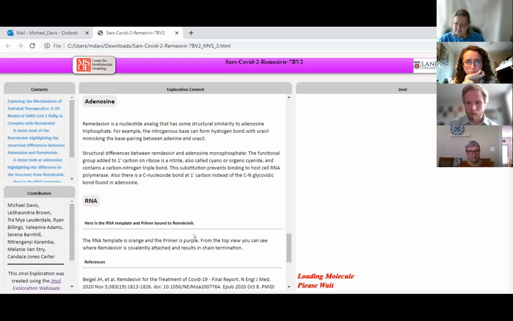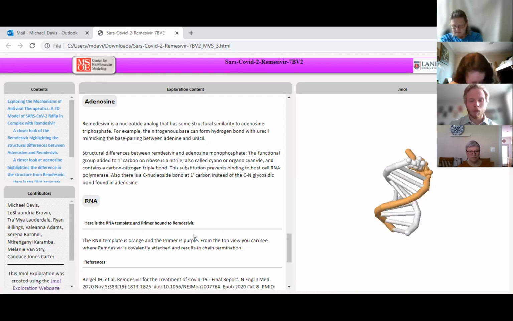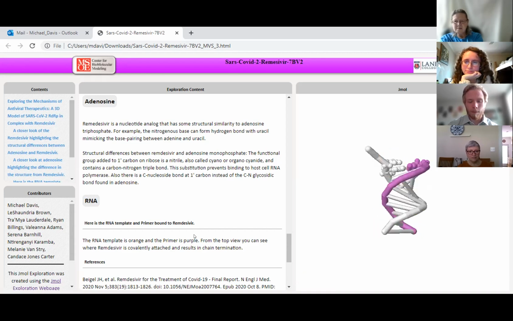And you can see that as well with our RNA template and our RNA primer. The RNA template keeps going, but however, you can see where the active site would be. The RNA primer stops, and the chain termination is here, where the active site would be.